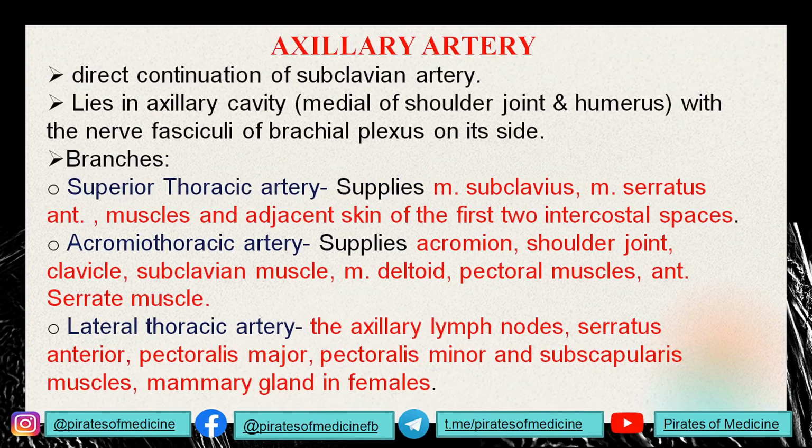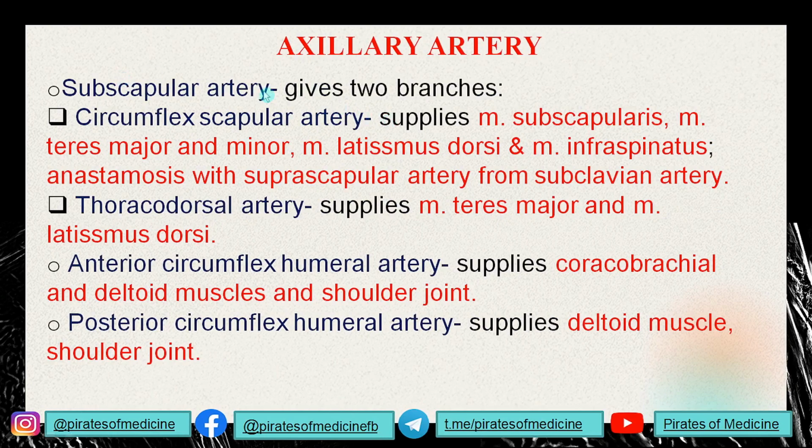So we have the axillary artery, which is the direct continuation of the subclavian artery, which is found in the clavicular region. It lies in the axillary cavity, and you can see in the medial of the shoulder joint and the humerus, the axillary cavity is present over there, and the nerve fasciculi of the brachial plexus are present on its side, both laterally and medially. So it has many branches like the superior thoracic, the acromiothoracic, the lateral thoracic. It has the subscapular artery, which gives two branches, the circumflex scapular and the thoracodorsal, and the anterior and posterior circumflex humeral arteries are also branches of axillary arteries.